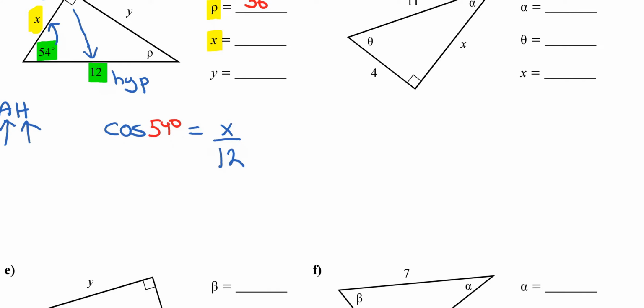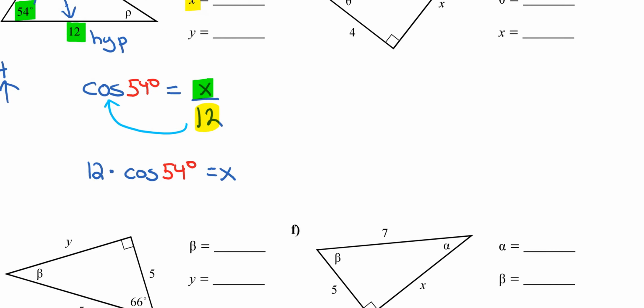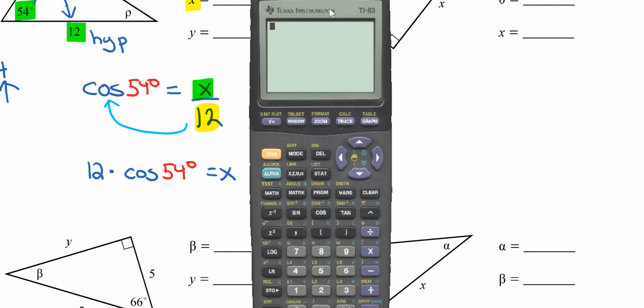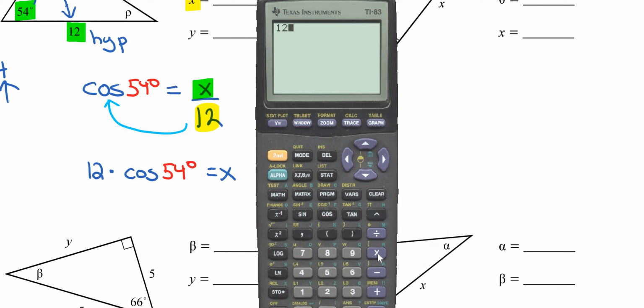All right, now we need to solve this particular equation here, and in order to solve for x, you can just move the 12. Since it's on the bottom, you're dividing, so in order to get rid of that, you would multiply it onto the other side. So it'd be 12 times cos of 54 degrees, and that equals x. From here, you can go to your calculator, and your calculator can finish off this calculation for you. So on your calculator, you would just input 12 times cos of 54 degrees.